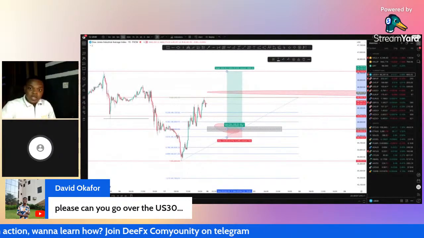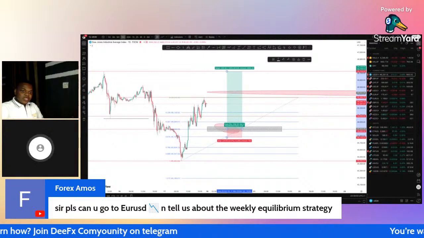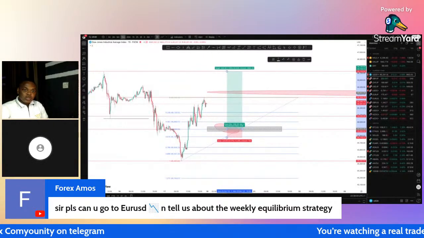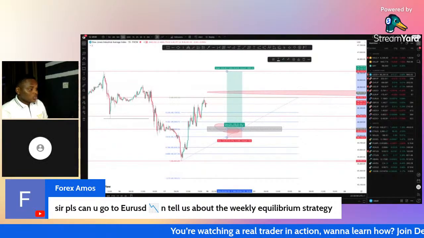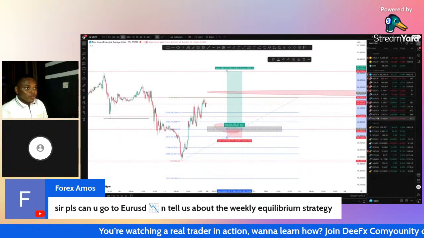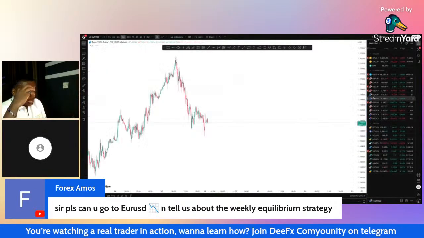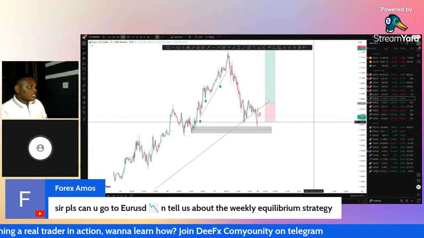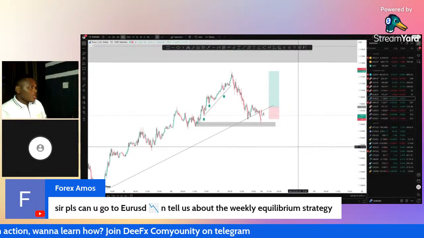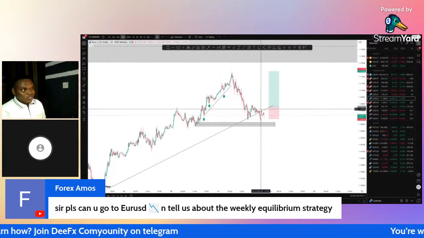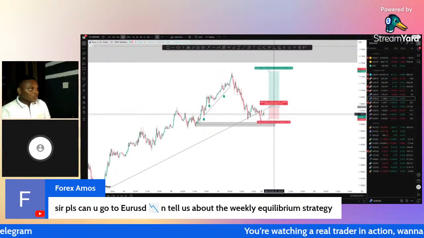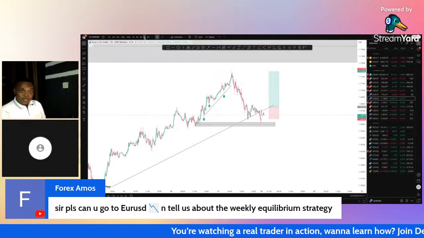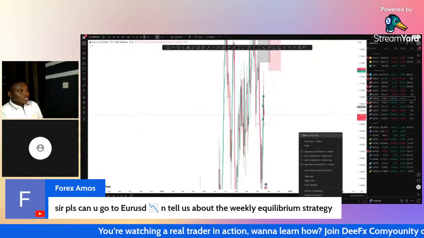So now, okay, good. Amos is asking, please, can you go to Euro USD and tell us about the weekly equilibrium strategy? Okay, good. That's a very good one. For Euro USD, we already went through it, and I already said that potentially this is what I'm looking out for. In a sense, I need to see price trade above the trend line for a potential buy. If that particular thing doesn't happen, then I don't have any business trading Euro USD into a sell position.